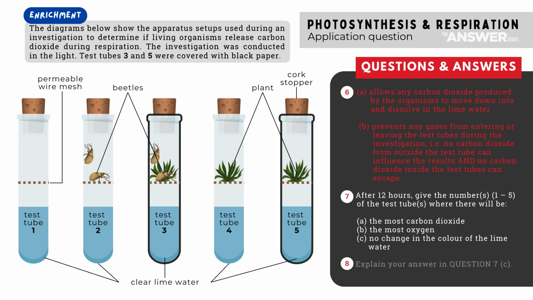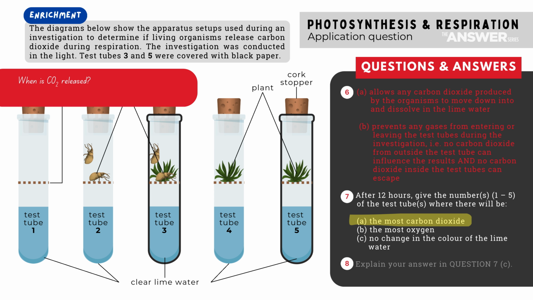Question 7. After 12 hours, give the number or numbers of the test tube or test tubes where there will be the most carbon dioxide, the most oxygen, and no color change in the color of the lime water. So let's look at A, the most carbon dioxide. So when is carbon dioxide released? When respiration occurs. And when does respiration take place? All the time. So we're basically going to have respiration happening in all the test tubes where there are organisms present, test tubes 2 to 5.